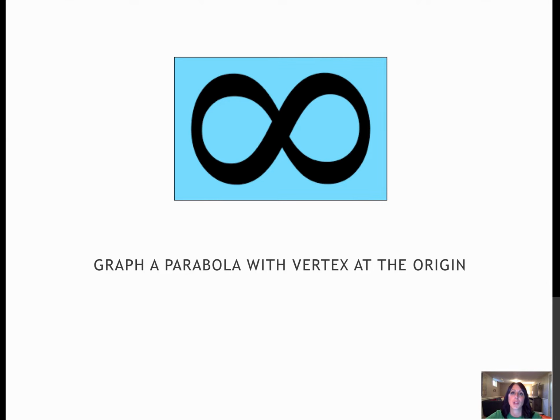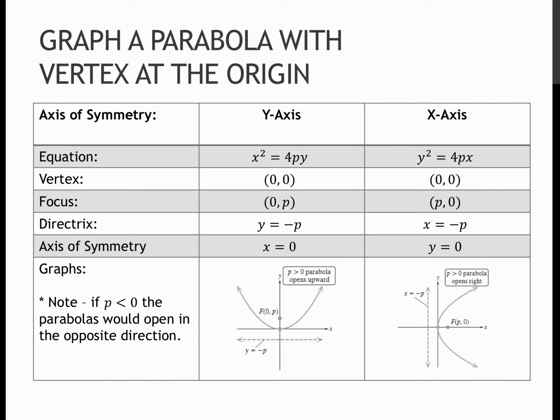In this lesson, we will graph a parabola with the vertex at the origin. So this is the same information that I gave you last time. We know how to find the vertex, which is going to be at 0, 0 right now. We know how to find the focus using p. We know how to find the directrix using p. The axis of symmetry is again going to either be the x-axis or the y-axis.